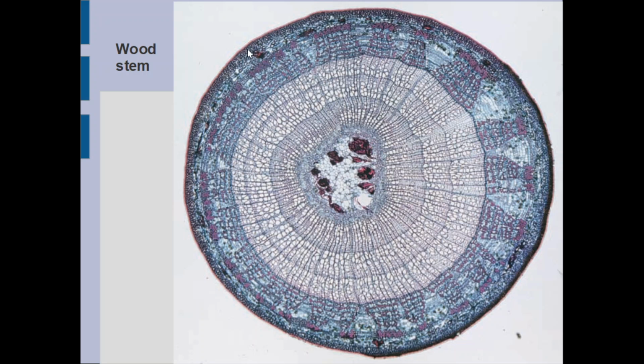And the outer side is a periderm and remnants of the primary phloem, cortex, and epidermis. So all that is now a periderm and protects the layers that are inside.